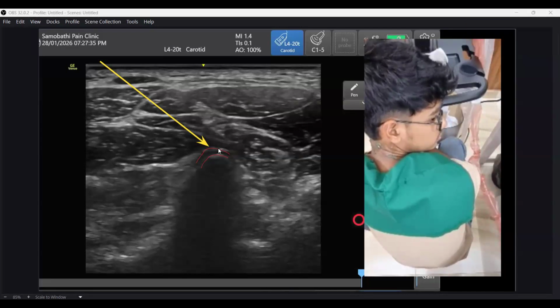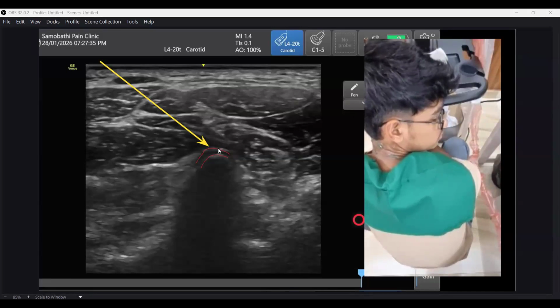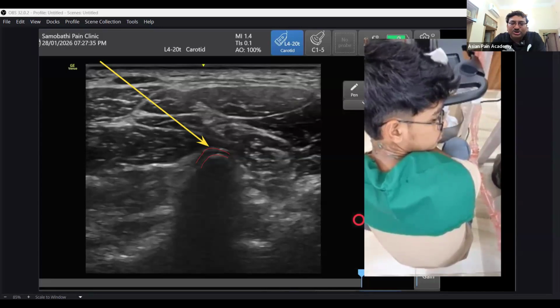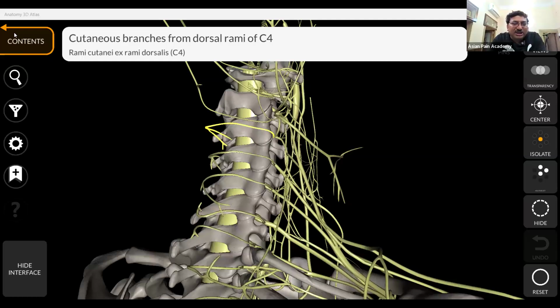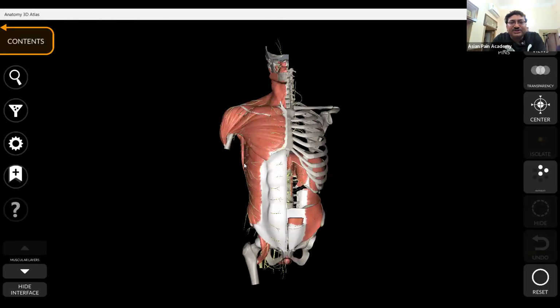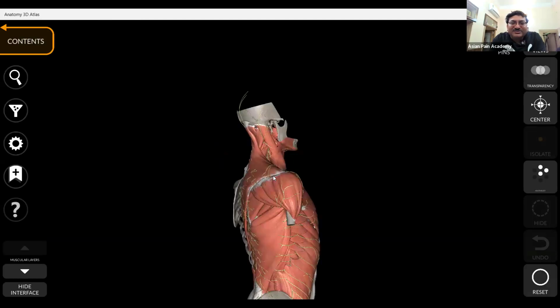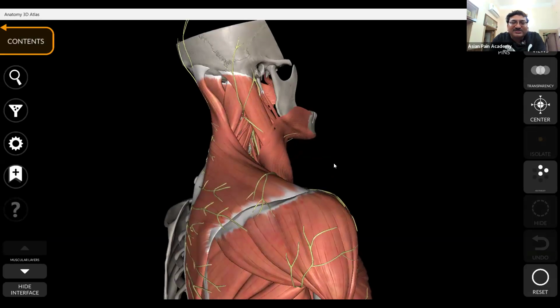There are muscles attached to the articular pillar, above the arrowhead. So what are those muscles by the sides? Let me go back. I'm just sharing again. It will be much easier for you to understand because there are multiple muscles surrounding it. Just look at what muscles we have.